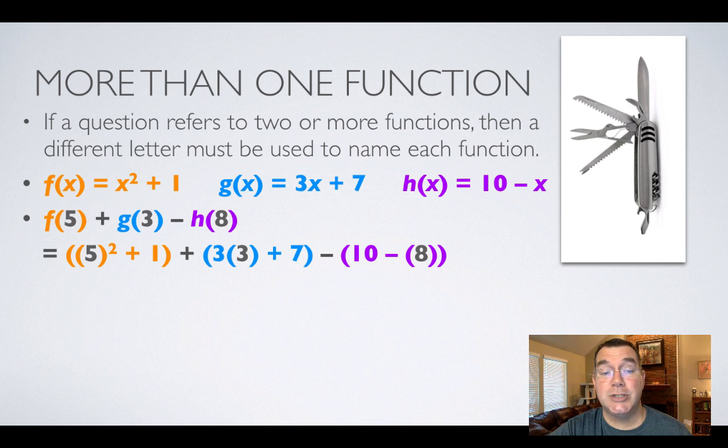Now all I need to do, since all I have is numbers, is just evaluate everything. So 5 squared plus 1 is 26, 3 times 3 plus 7 is 16, and 10 minus 8 is 2. So 26 plus 16 minus 2 would give me a final answer of 40.